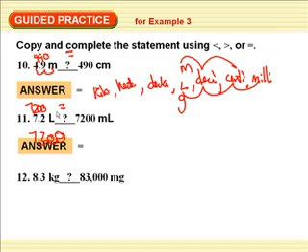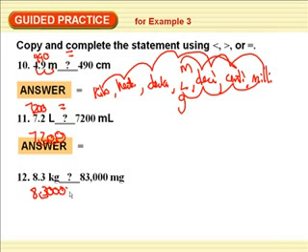Kilograms to, ooh, they're making us go the whole way. Check this out. Kilograms over here to milligrams, 1, 2, 3, 4, 5, 6 places to the right. So 8.3, there's 1, 2, 3, 4, 5, 6. So it is greater than.